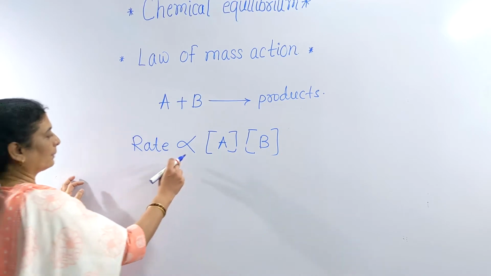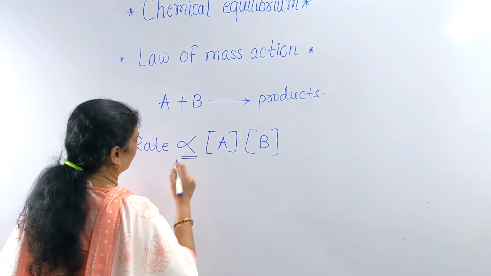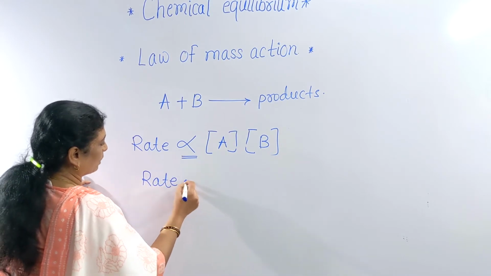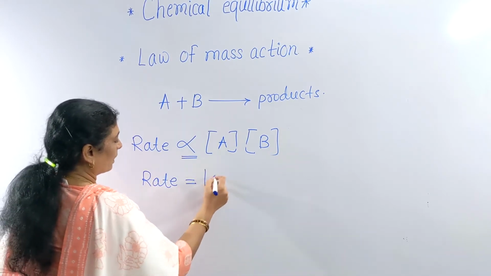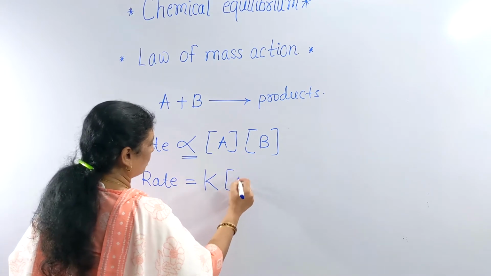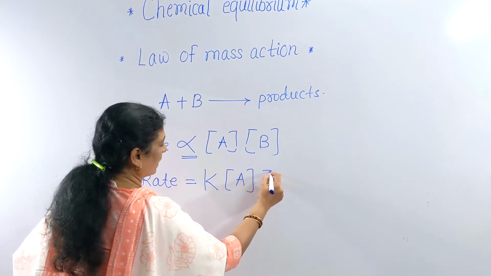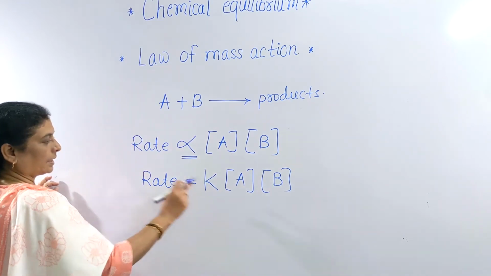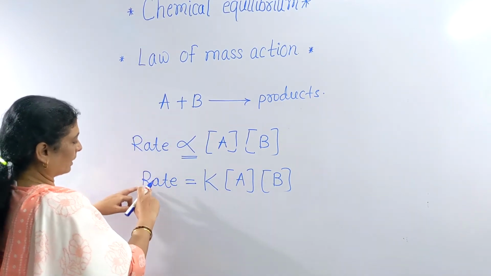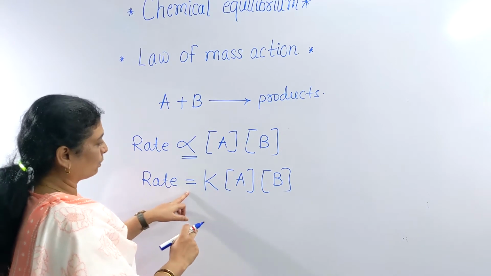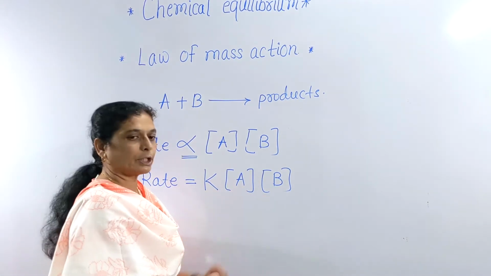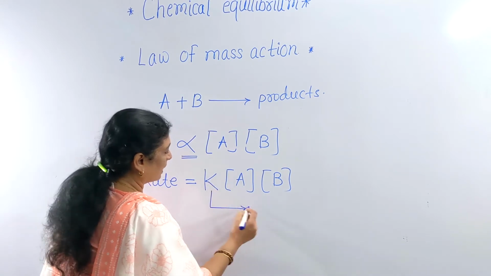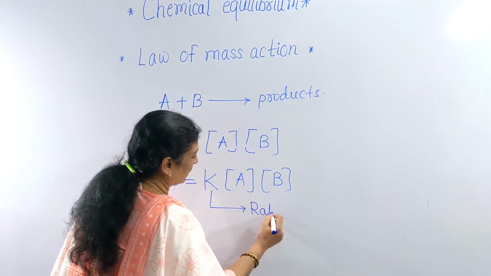Now if you remove this proportionality sign, we will have to take a proportionality constant. And so rate is equal to K into concentration of A into concentration of B. This is the equation we can obtain. So rate is equal to K into concentration of A into concentration of B. Here K is proportionality constant and it is called as rate constant.